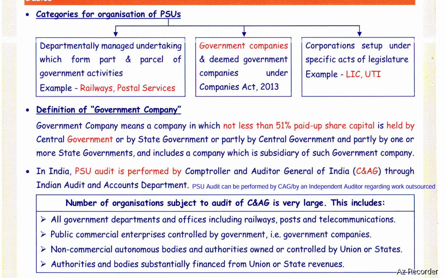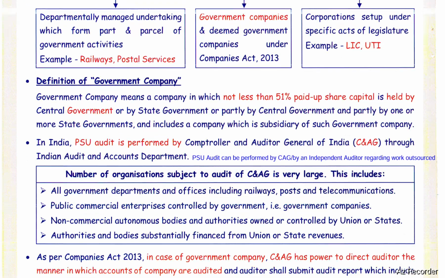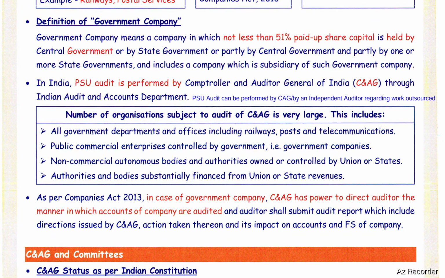Example, LIC, UTI, etc. What is meant by government company? Government company means a company in which not less than 51% paid up share capital is held by central government or state government, or partly by central government and partly by one or more state governments, and includes a company which is subsidiary of such government company.